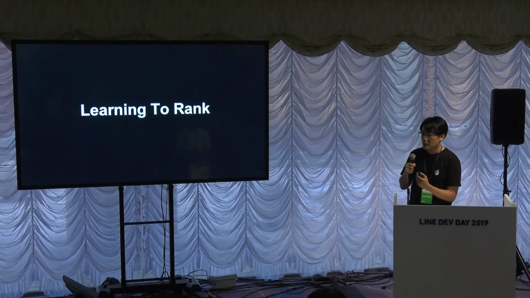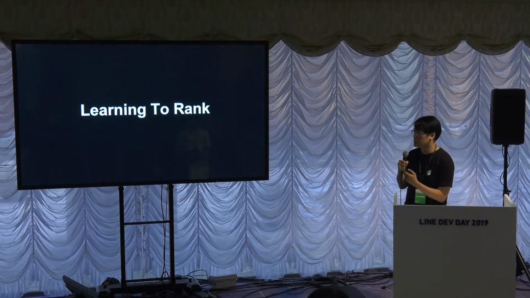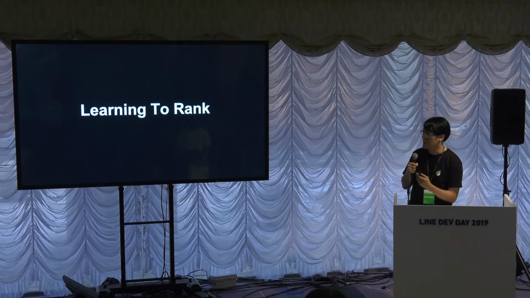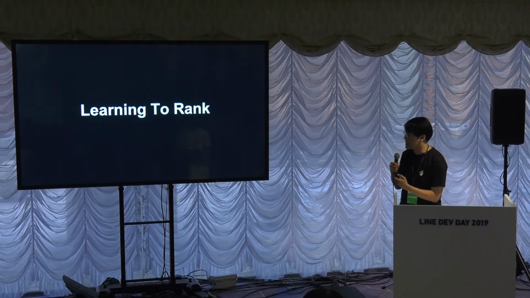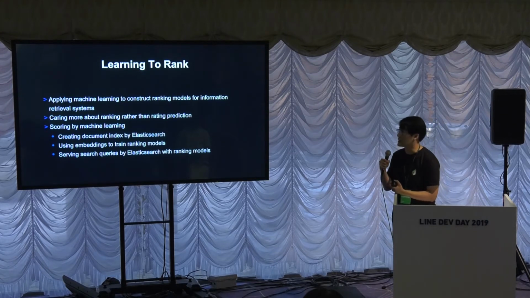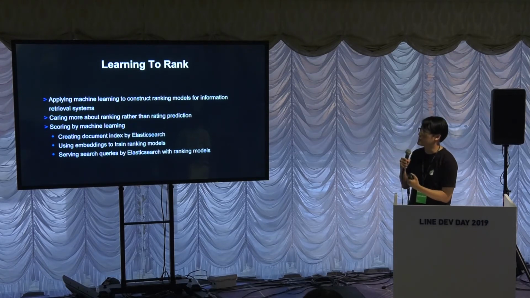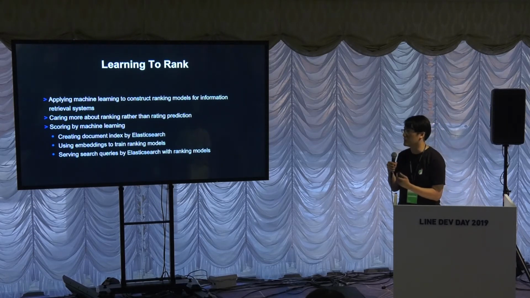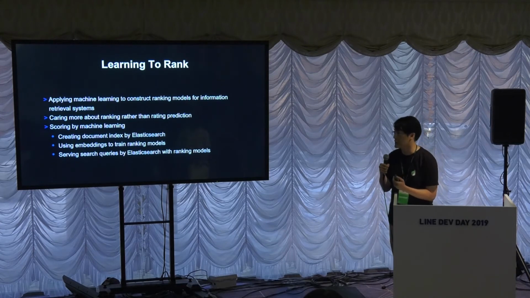So many people have an idea. Why don't we use machine learning to find the best function for us? So we try to introduce the learning to rank concept to achieve this. And what is learning to rank? It's applying machine learning to construct ranking models for information retrieval systems. So we care more about ranking rather than the rating prediction.